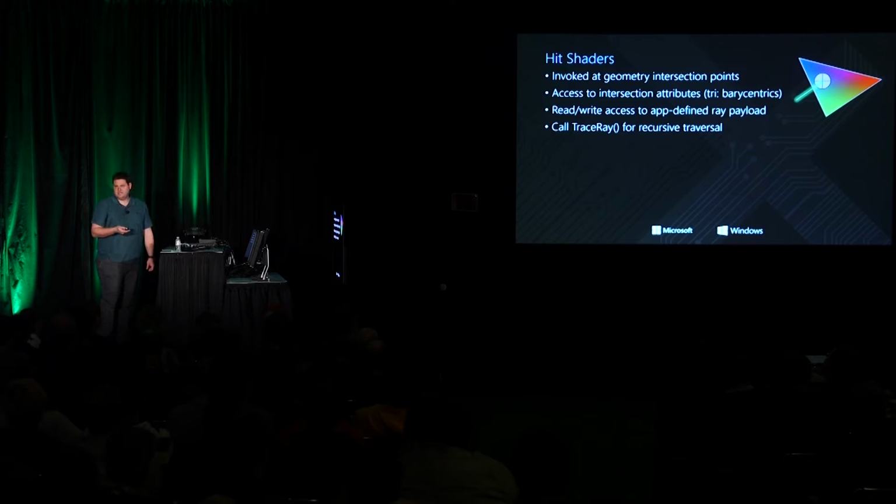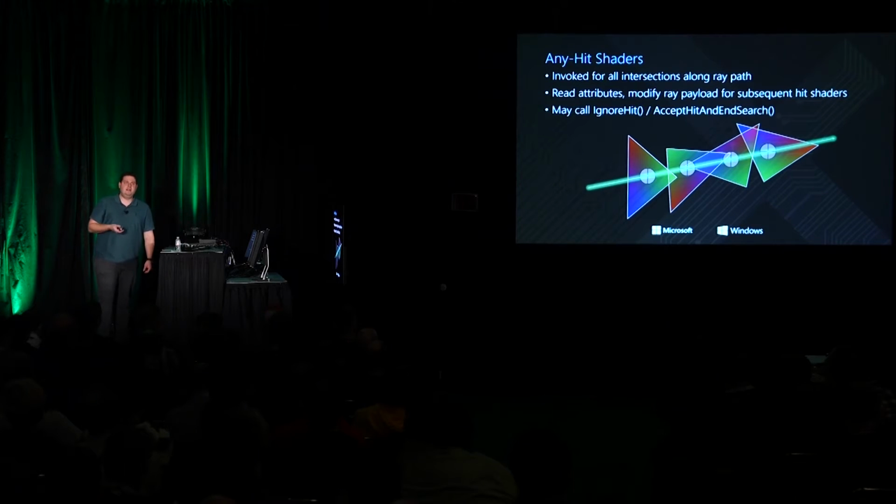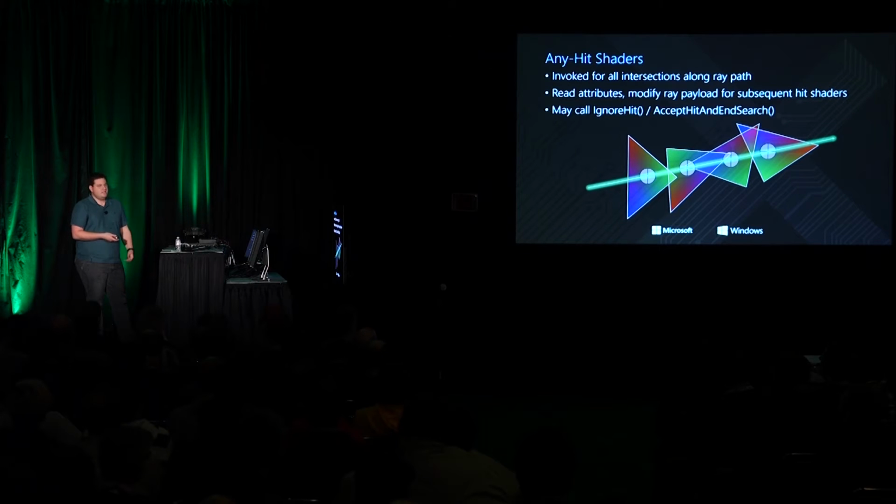And there's two types of hit shaders in DXR. The first one is called the any hit shader. This is invoked for all intersections along a ray path from Tmin to Tmax. You're allowed to read the attributes, and then you can read and modify the ray payload for subsequent shaders. So you'll have multiple invocations of any hit shaders, and you can modify the payload as you go along executing them. The intention for this is that if you have, say, transparent geometry, you can accumulate the partially transparent color into the payload, and then process additional any hit shaders until you finally get to one that you determine to be opaque.